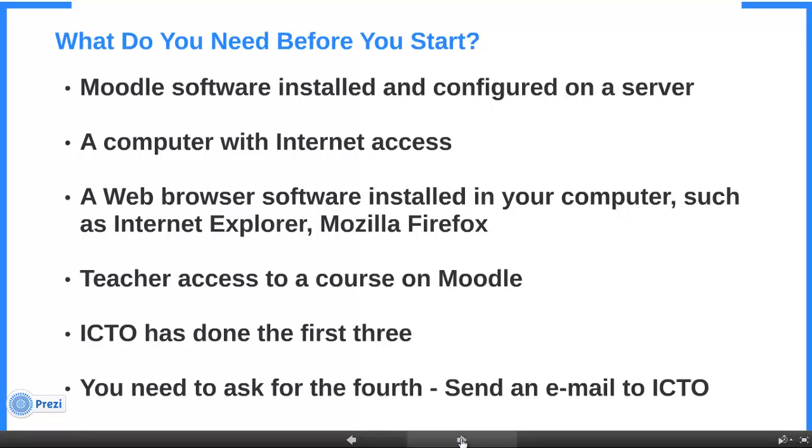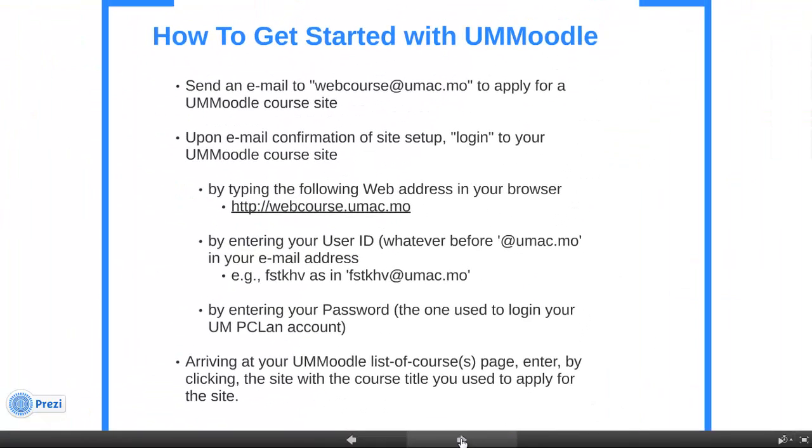Very simple. Send an email to the ICTO office and ask for a Moodle course site to start with. The email address is webcourse@umac.mo. Upon email confirmation of the creation of your course site, you can go to the URL address http://webcourse.umac.mo with your user ID and your password.